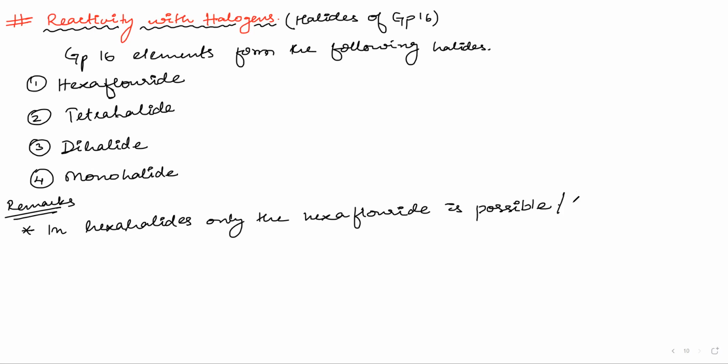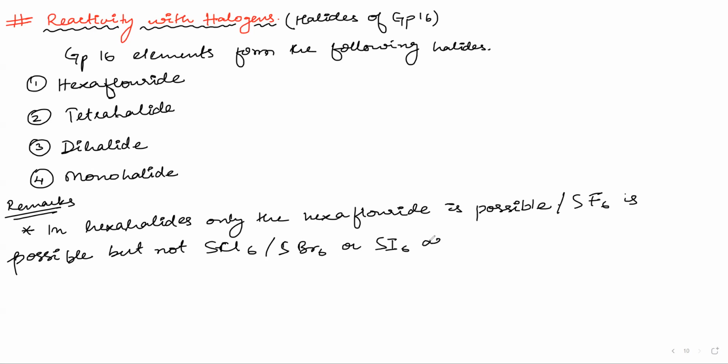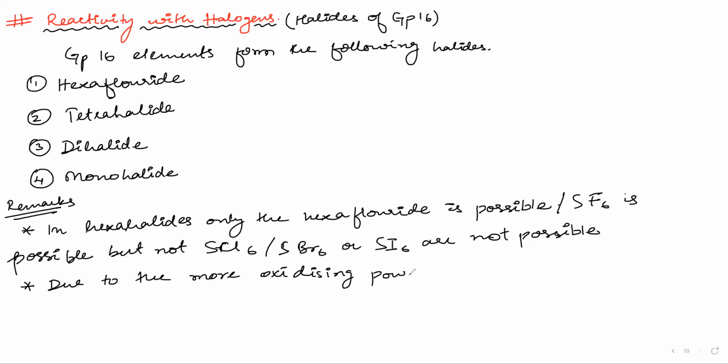See, they can also write SF6 is possible, but not SCl6, SBr6, or SI6. Okay, these are not possible. Both of these statements can be made, and you can be asked to explain it. The reason is due to the more oxidizing power and higher electronegativity of fluorine.